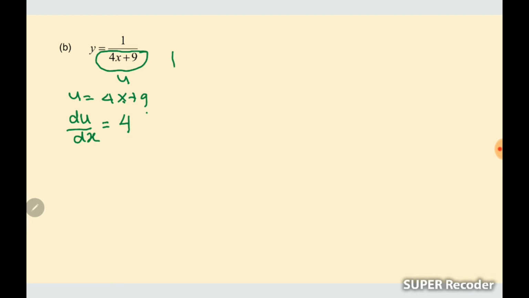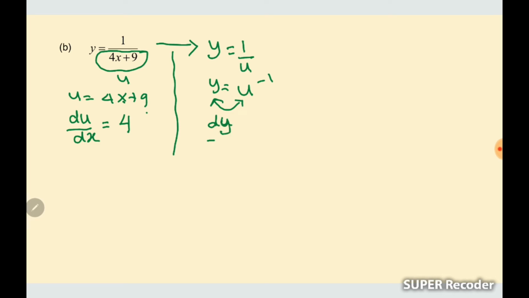Or we say we differentiate u with respect to x. Now this equation will become y equals 1 over u, or you can write y equals u to the power of negative 1. So differentiate y with respect to u. You will get dy/du equals negative 1 multiplied by u to the power of negative 1 minus 1, negative 2, or you can write negative 1 over u squared.